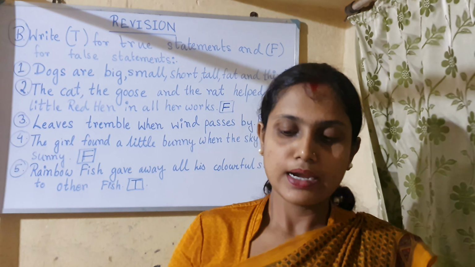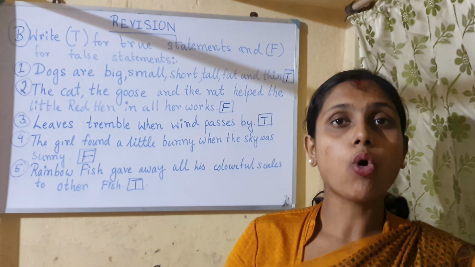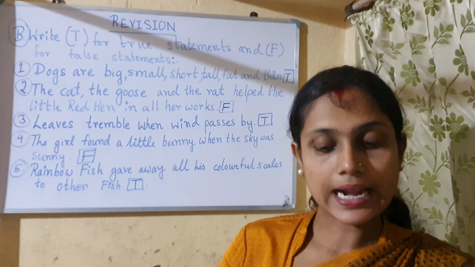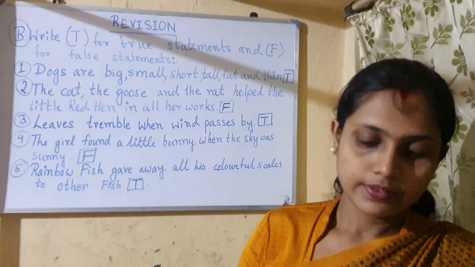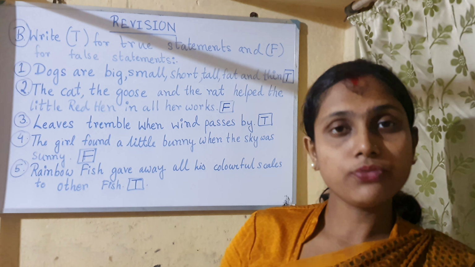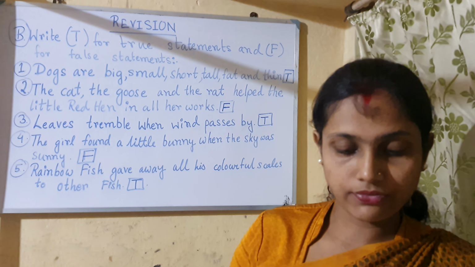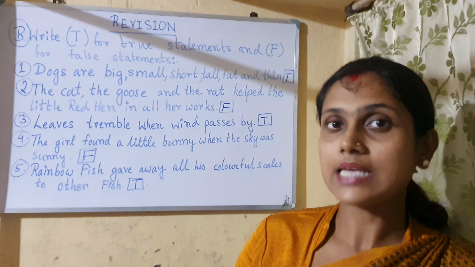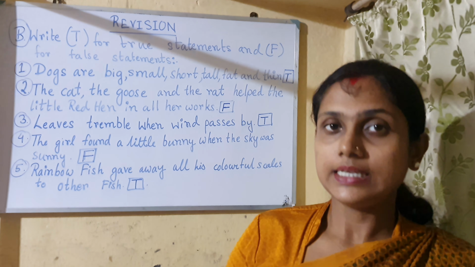Now, another question. The old woman was dishonest and had stolen the merchant's purse. Was the old woman dishonest in that story, the merchant's purse? No, she was an honest woman. So it is false. Then, rainbow fish was happy when he gave one of his shiny scales to the little blue fish. Was rainbow fish happy? Yes, he was happy. So it is true.